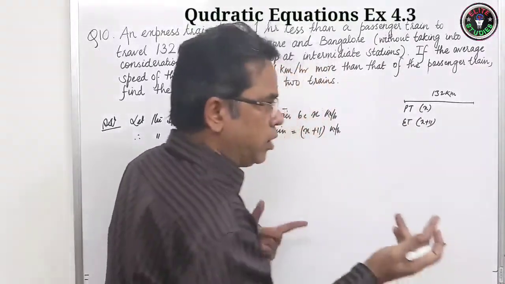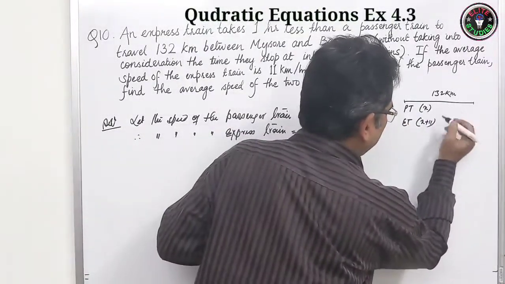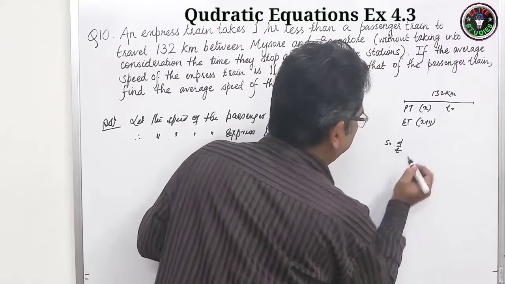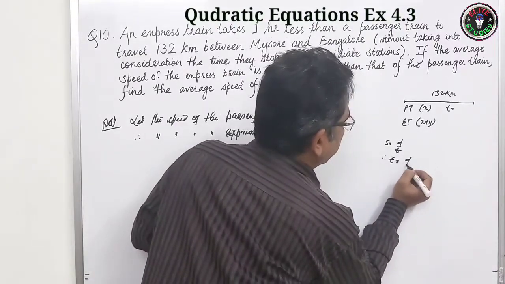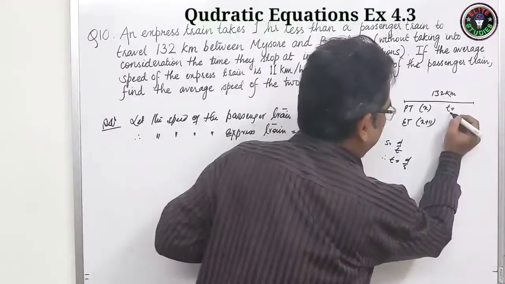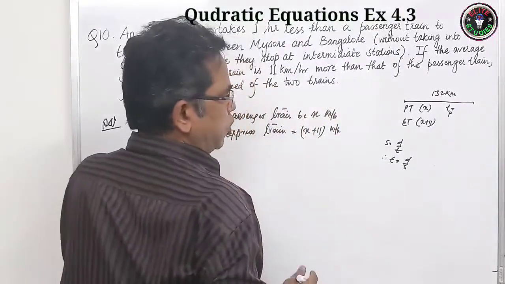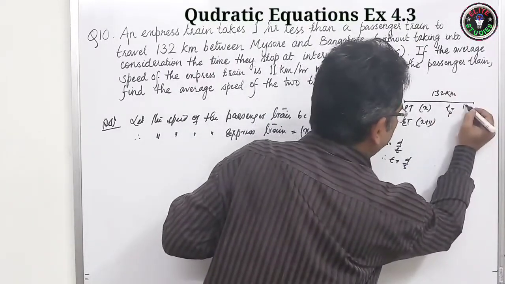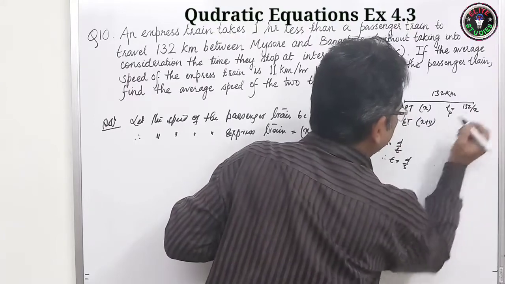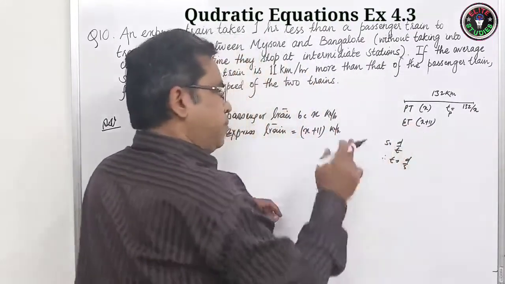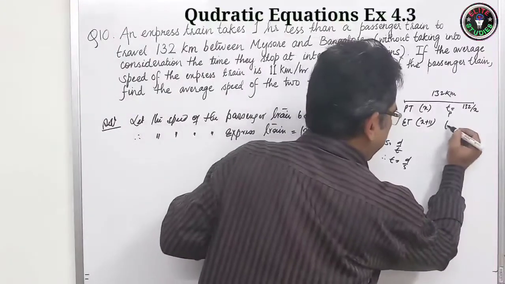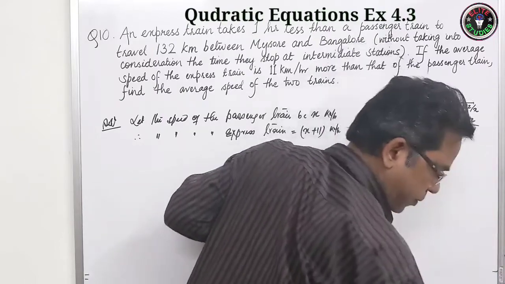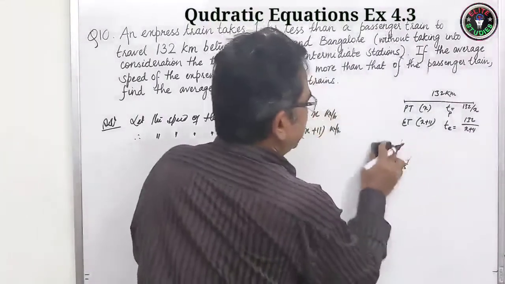So let us find out the time. Speed is equal to distance by time, so time is equal to distance by speed. Here the time taken by the passenger train, suppose TP, is distance by speed: distance is 132 and speed is x. Similarly, if the time taken by the express train to cover 132 km is TE, then TE will be 132 by x plus 11. Okay, I think it's clear.